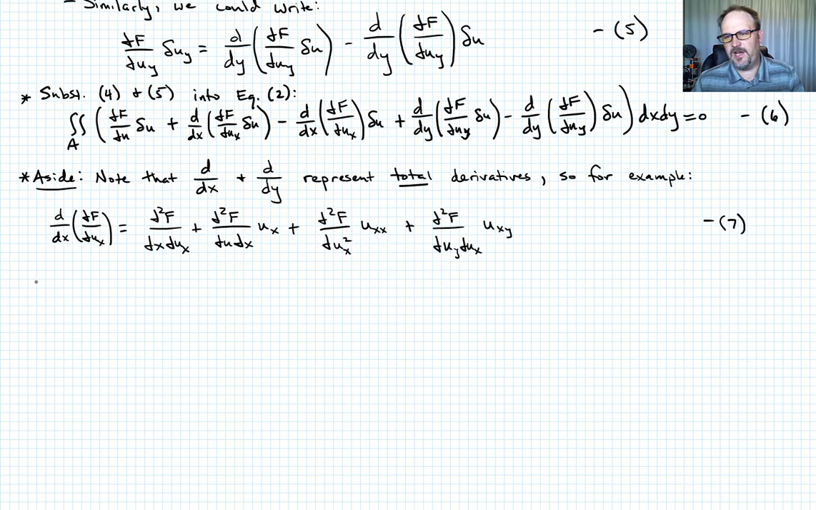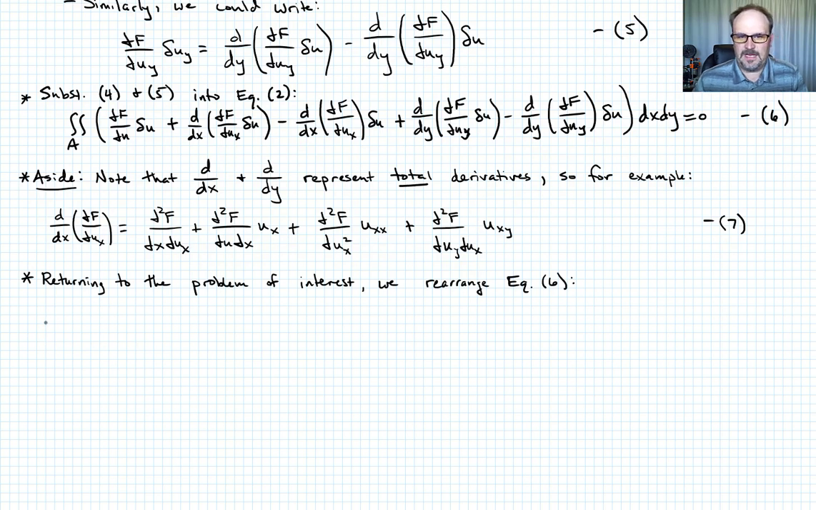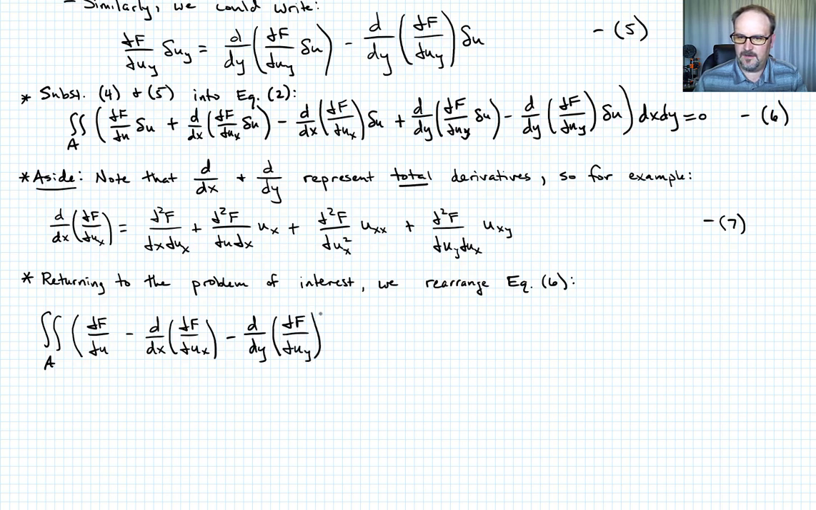Okay, so let's go ahead and now return to the problem of interest, and we'll rearrange equation 6 a little bit. We'll have this integral over the area, and I'm going to group the terms that have this delta u that I can factor out together. So I end up with partial f with respect to u, minus d/dx of partial f with respect to ux, minus d/dy of partial f with respect to uy. That quantity all times delta u, and then dx dy. So that's the first portion.